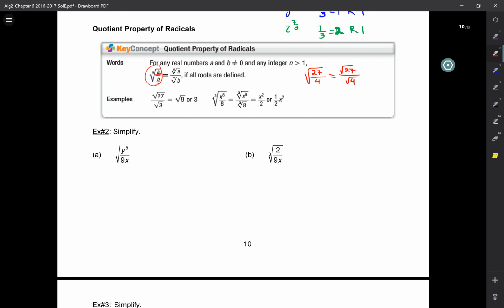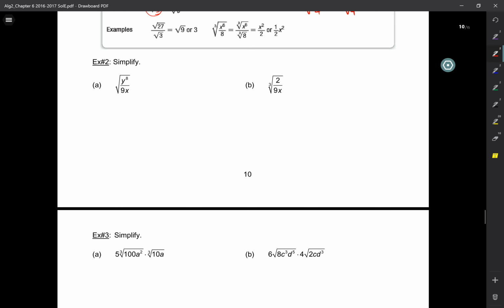So let's do this one here. The minute you see one like this, you just split it up. So this is the square root of y to the 8 and the square root of 9x. All right? Now, this in the numerator, it has an index of what? 2. It has an index of 2, so I'm going to divide 8 by 2. So it'll be y to the 4. No remainder, so they all come out.